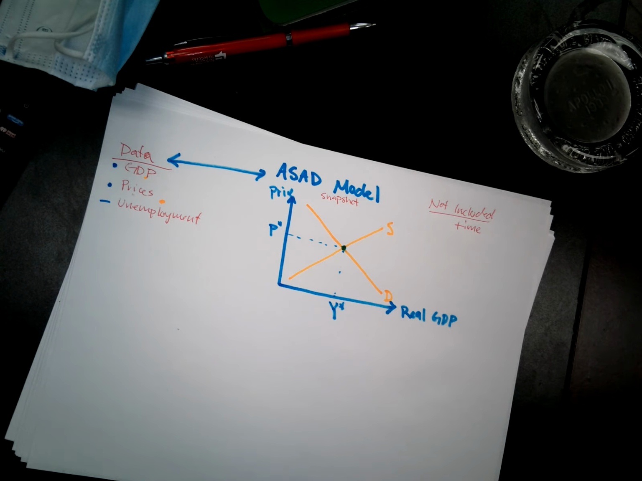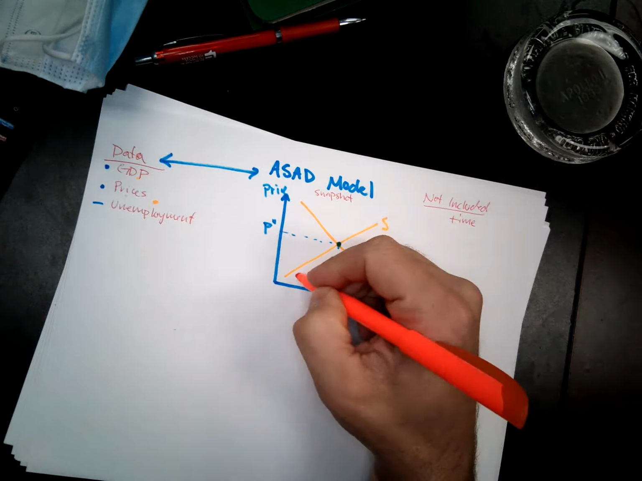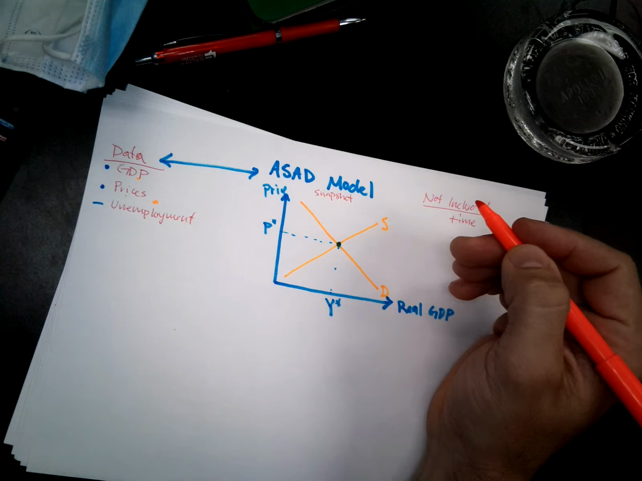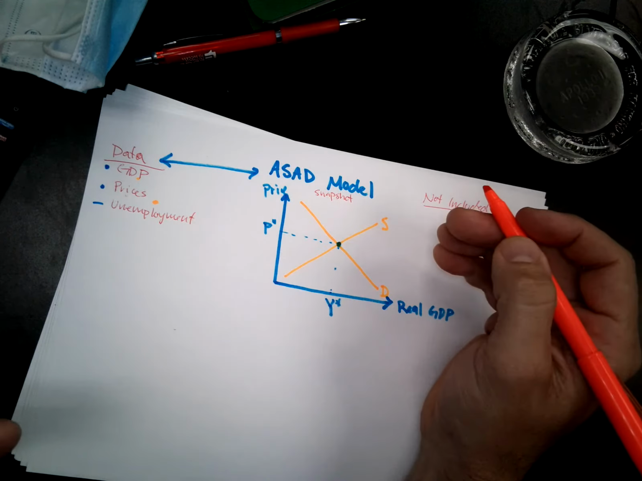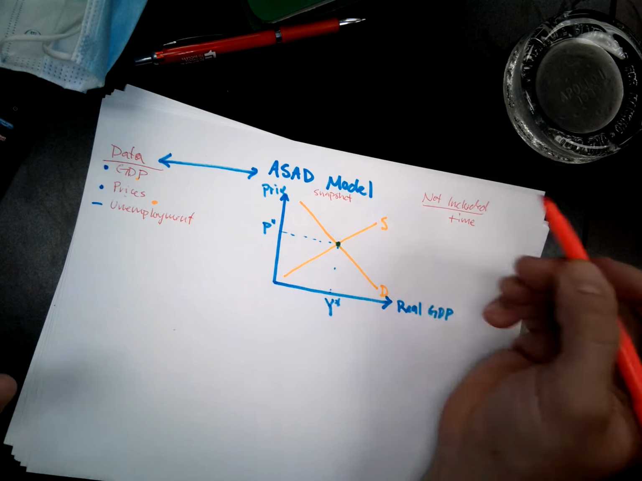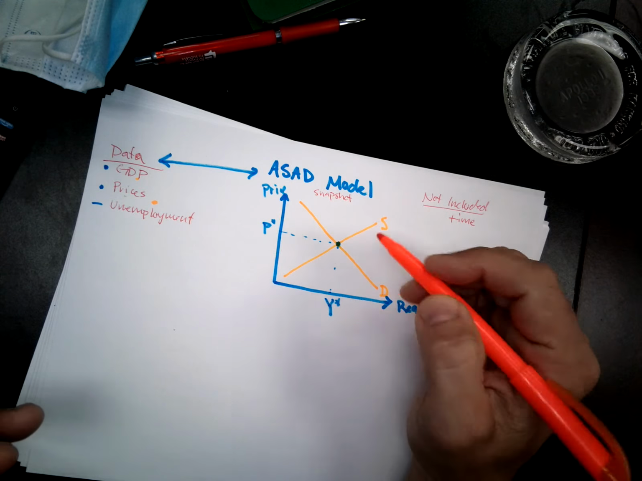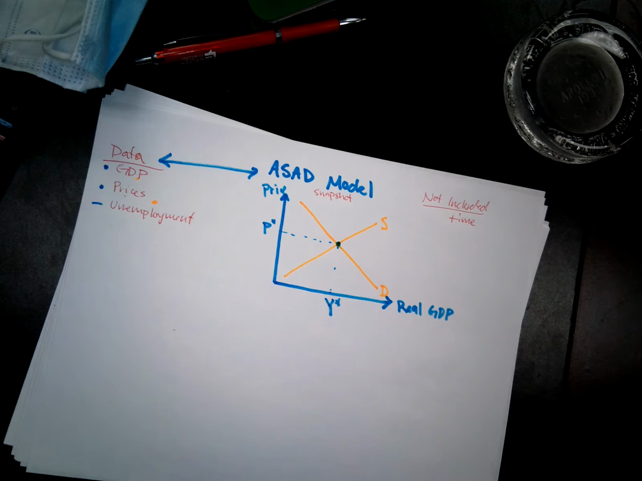And again, these lines that I'm drawing are not real in the sense that we're not observing these. We don't observe these lines in any data set. Okay, these are purely theoretical. What we do observe is this point. Okay, so hopefully that's all clear.